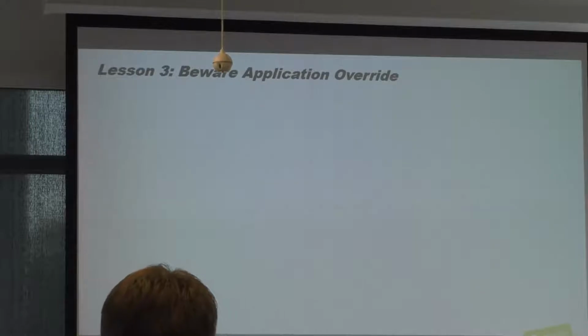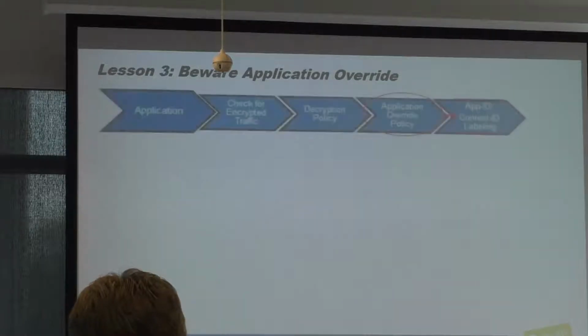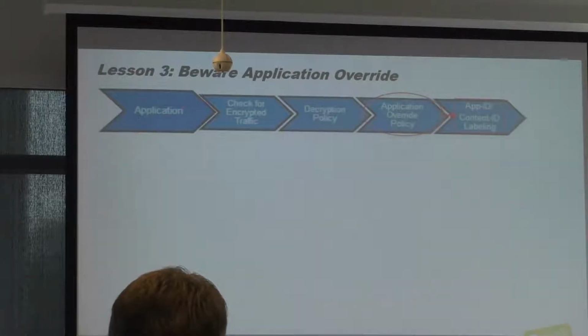So the third lesson, and this one primarily applies to application ID, okay? Beware application override. Have you guys ever had to use application override, or are you familiar with what it does? So remember earlier I showed you the flow logic diagram. What do you notice happens before application ID happens? The application override policy takes place.